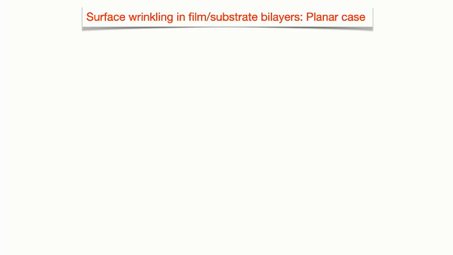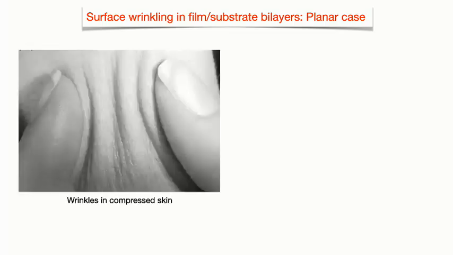And then I want to go back to my topic, right? Because my topic is about wrinkling in bilayer structures. There are two cases. The first one is a planar case. And consider that this is your skin. When you compress your skin, definitely you will see wrinkles, right? This is caused by the external force.